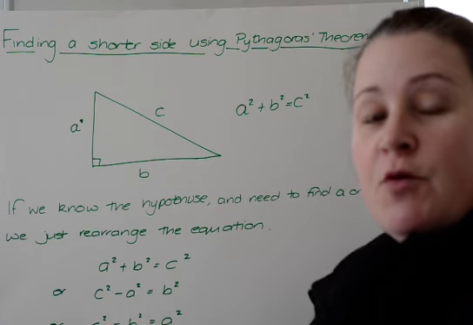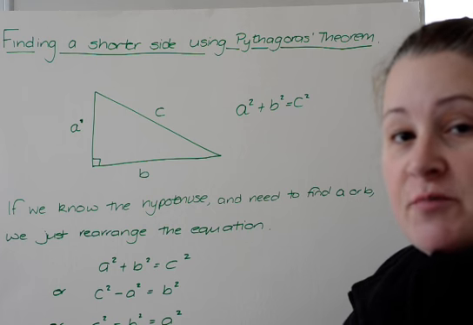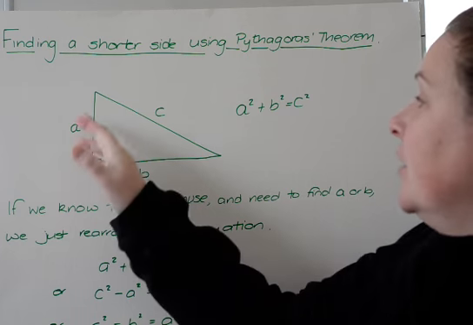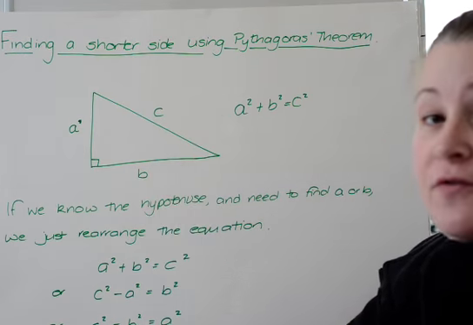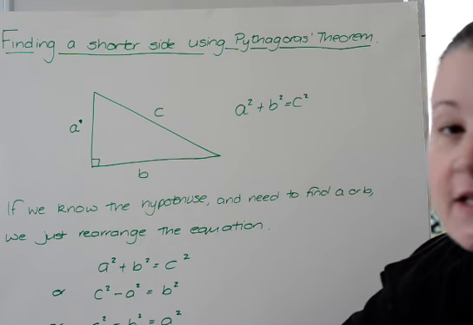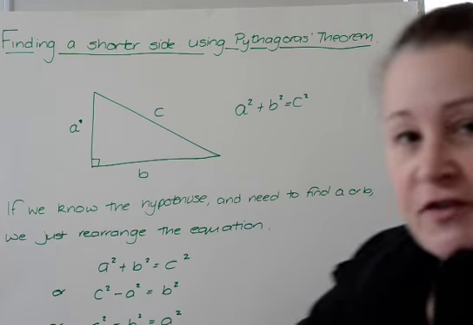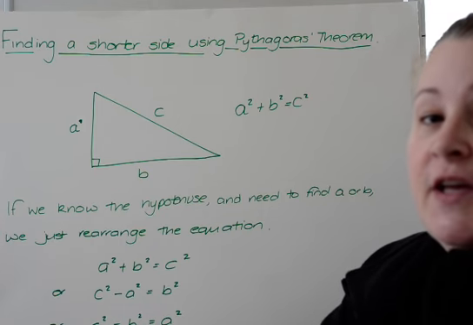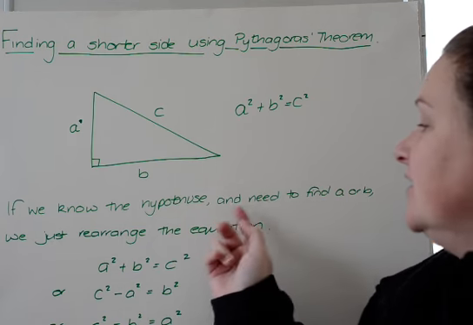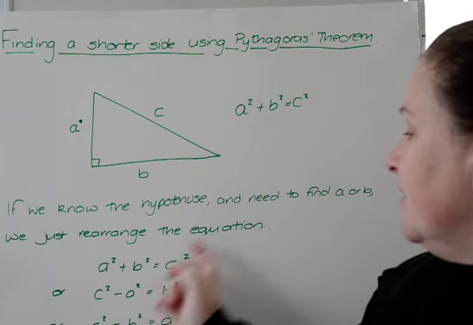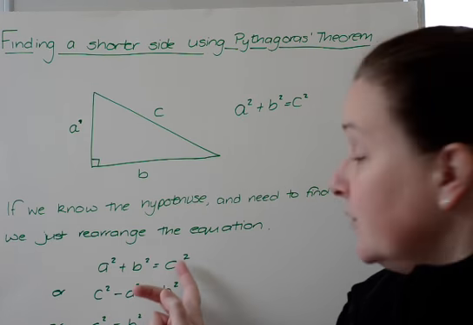Okay, so today what we're going to have a look at is finding the shorter side of a triangle using Pythagoras' theorem. So again, we've got our right angled triangle and we've got A, B and C. And we know from Pythagoras that A squared plus B squared is C squared. If we already know the hypotenuse and it's not the thing we're trying to find, all we've got to do is rearrange the equation. So if we're looking to find A or B, we just rearrange the equation. So here is my original, A squared plus B squared equals C squared.